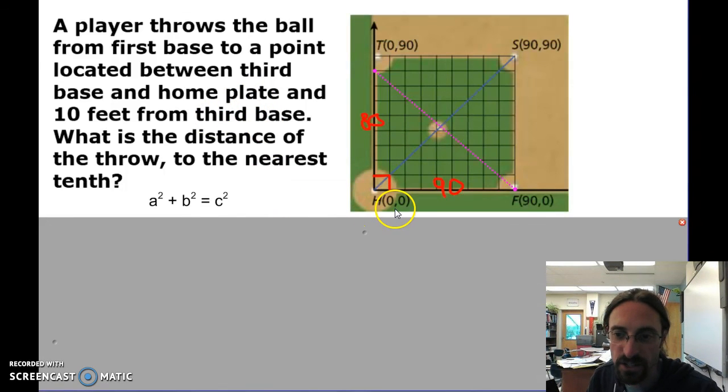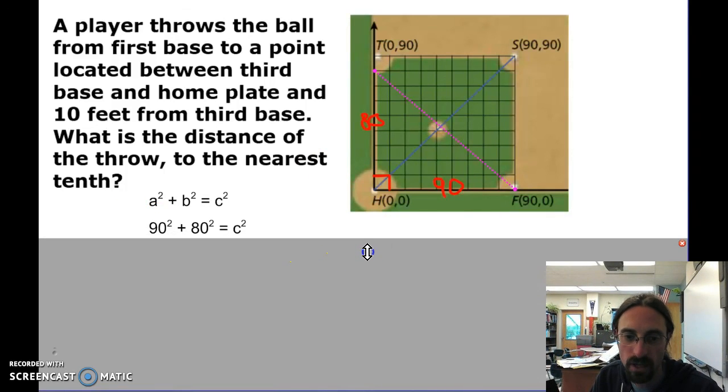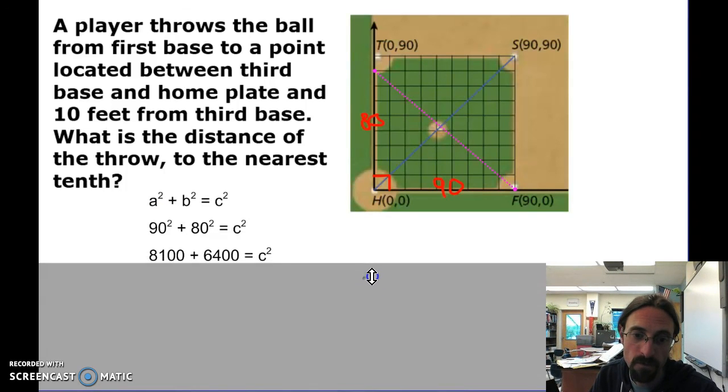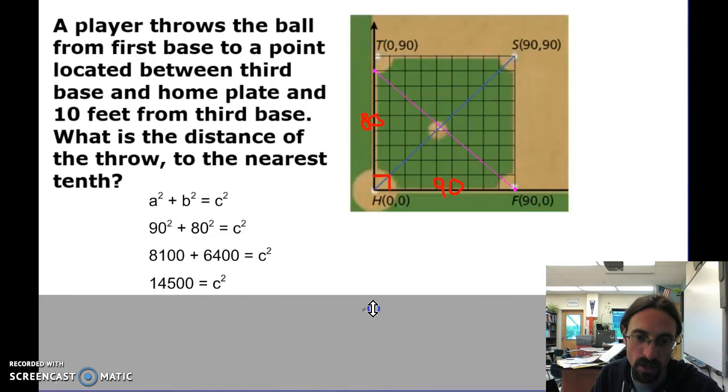All right, let's see how you did. 90 feet to first base, side A. 80 feet to that point 10 feet from third base is side B. Let's use the Pythagorean theorem. A squared plus b squared equals c squared. Well, 90 squared plus 80 squared is c squared, the distance of the throw. 8100 plus 6400 is c squared. Combine those two, you get 14,500 feet equals c squared.